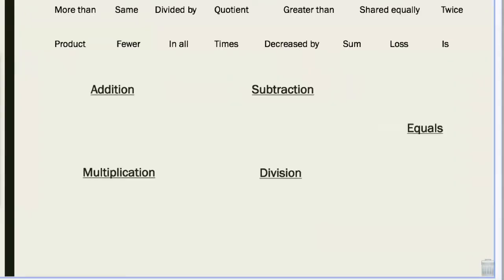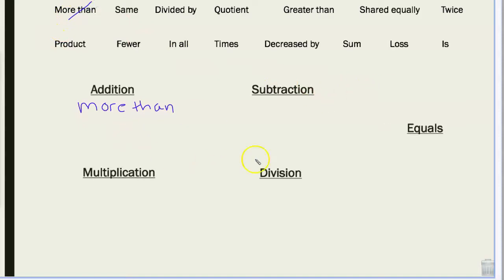So, for example, here are some different words, and we are going to divide them amongst these different mathematical operations. So, more than, for example, what do you think of with more than? If I say 3 more than 2, you would think of 3 adding 2. So I'm going to go ahead and write more than right here. I'm trying so hard to write nice and neat. Okay, so we've taken care of that one.